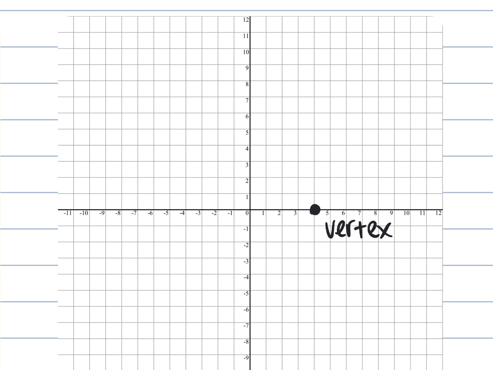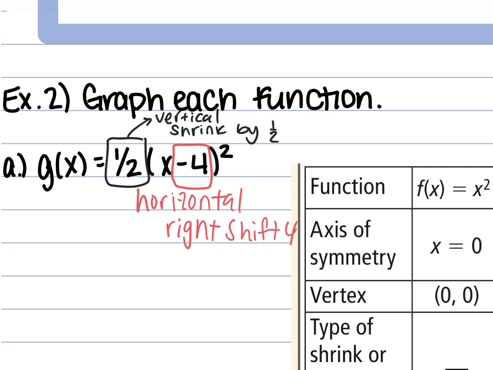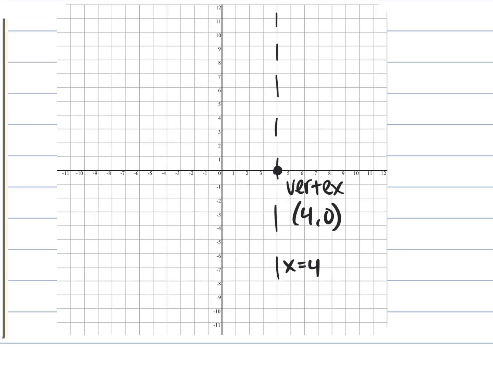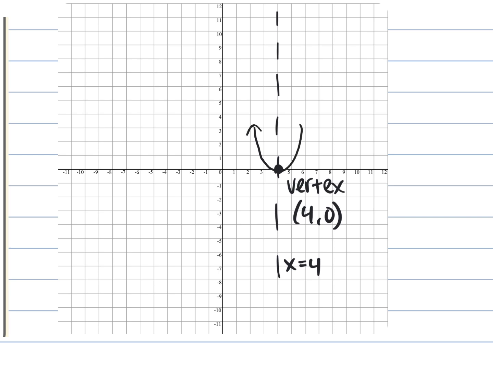So I just found my vertex. What are the coordinates of my vertex? 4, 0. There it is. What is my axis of symmetry? Does the axis of symmetry have to go through the vertex? X equals 4. So now I just need to determine, is my graph going to go up or is it going to go down? How do I know? The A value, right? If the A value is positive, what does that mean? It's going up. So guess what? We're done.